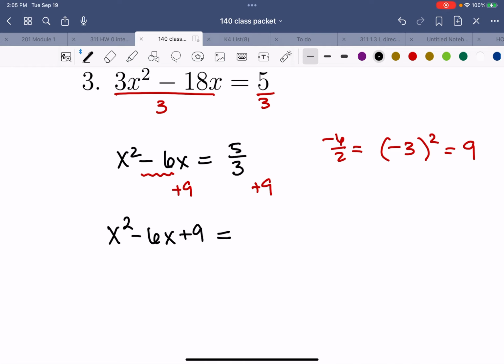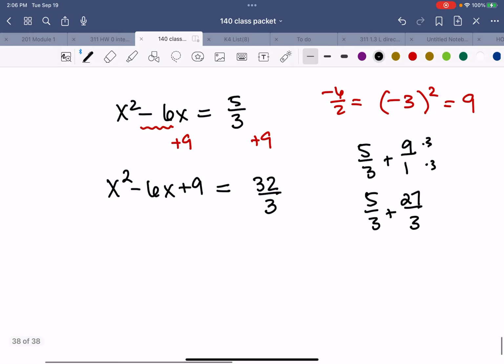equal to 2. Now I'm going to take 5/3 plus 9 over 1. So that's 5/3. If I want common denominators, I need a 3 on the bottom, but I have to multiply top and bottom by 3, so that's 27. Then I can add across the top, which gives me 32 over 3. Now on the left side, I can rewrite that as a perfect square. That would be x minus 3 squared, the way you factor that. And that's equal to 32 over 3.